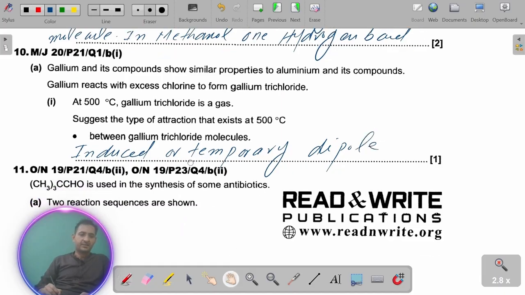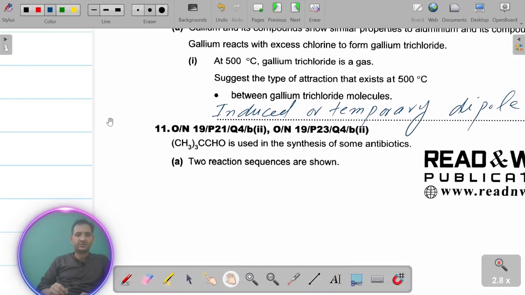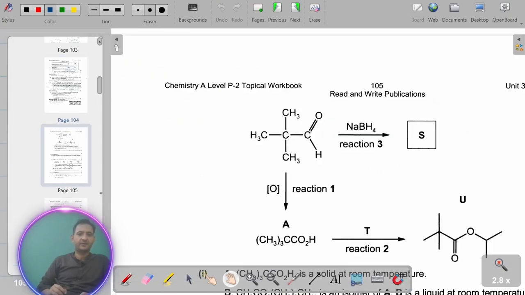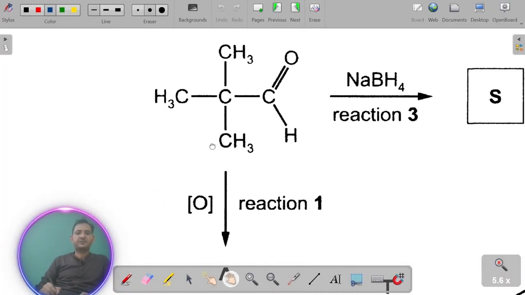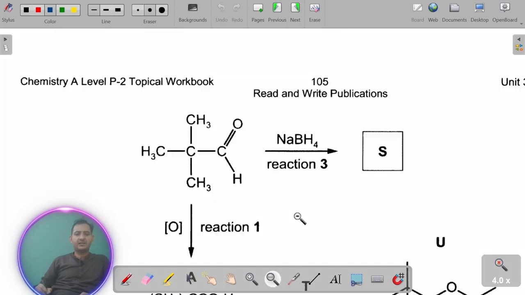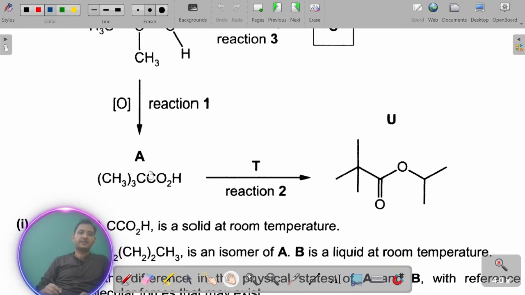Next we have CH3CHO, which is used in the synthesis of some antibiotics. Two reaction sequences are shown. Next page. In the first sequence we have this aldehyde, which is being reduced to a primary alcohol. Oxidation of the aldehyde gives us a carboxylic acid, and when this carboxylic acid reacts with alcohol T, we get an ester.